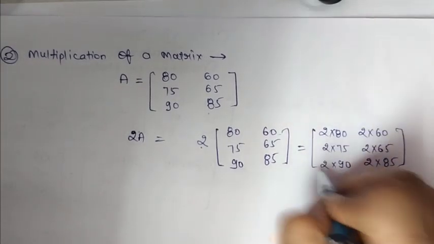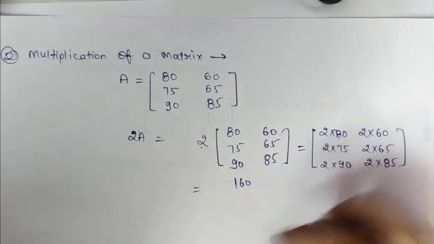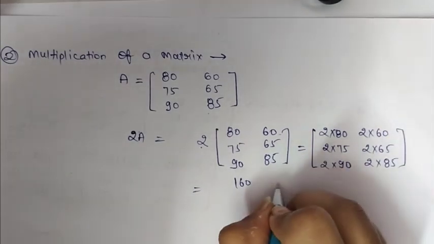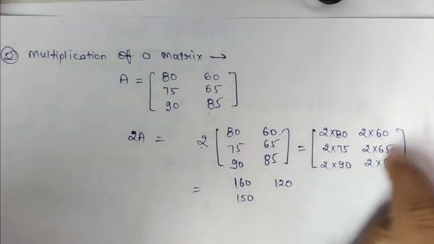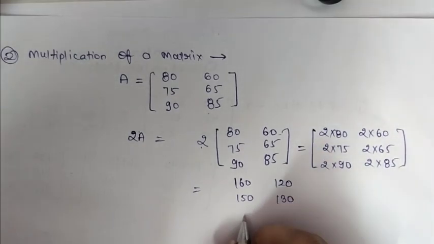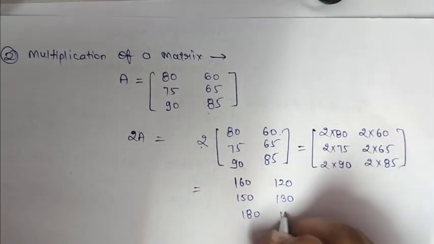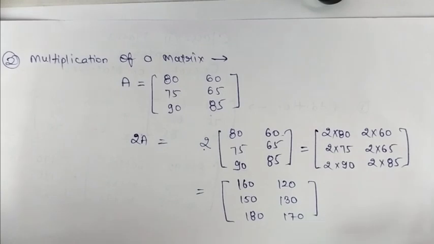Okay, so now we will have our required result such as 160. When we multiply 80 by 2 we get 160. When we multiply 60 by 2 we get 120. When we multiply 75 by 2 we get 150. And when we multiply 65 by 2 we get 130. And 90 by 2 is 180 and 85 by 2 is 170. So this is our required matrix by multiplying the above matrix with 2. This is the multiplication of a matrix. What we have done is simply multiply the number with each and every element of the given matrix.